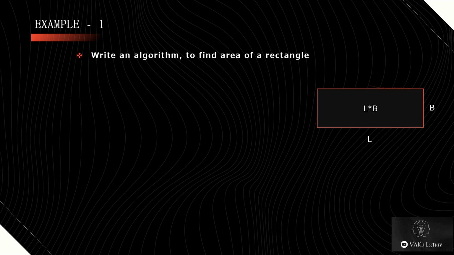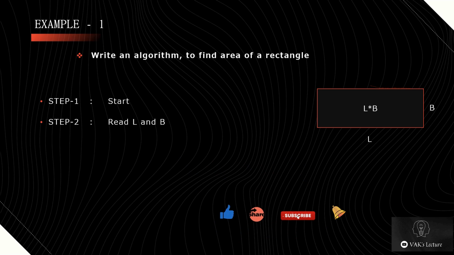So, to solve this problem, we have to follow some steps in order. First of all, write down step 1, start. That means start the algorithm. Step 2, take length and breadth and store them in L and B. Here L and B are the variables. A variable is used to store a value according to the user's choice. So according to the user's choice, you can store any value within L and B. I will explain about these variables in other videos.